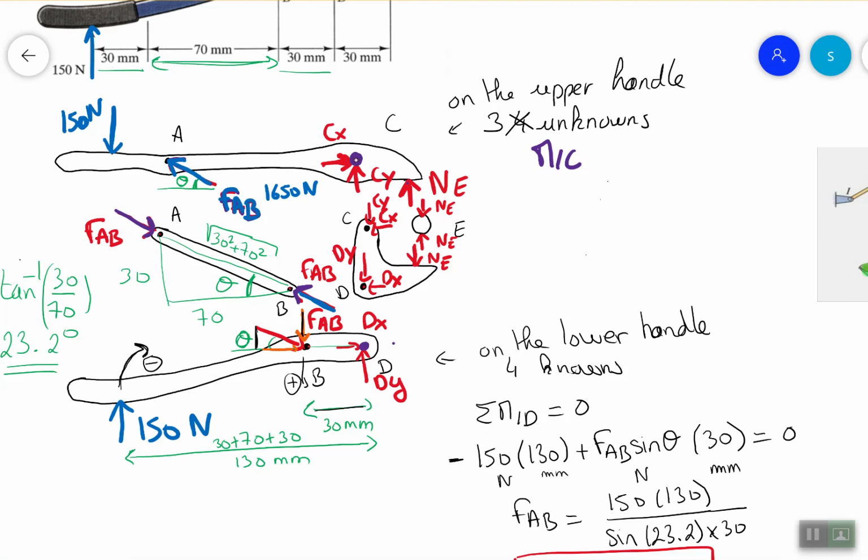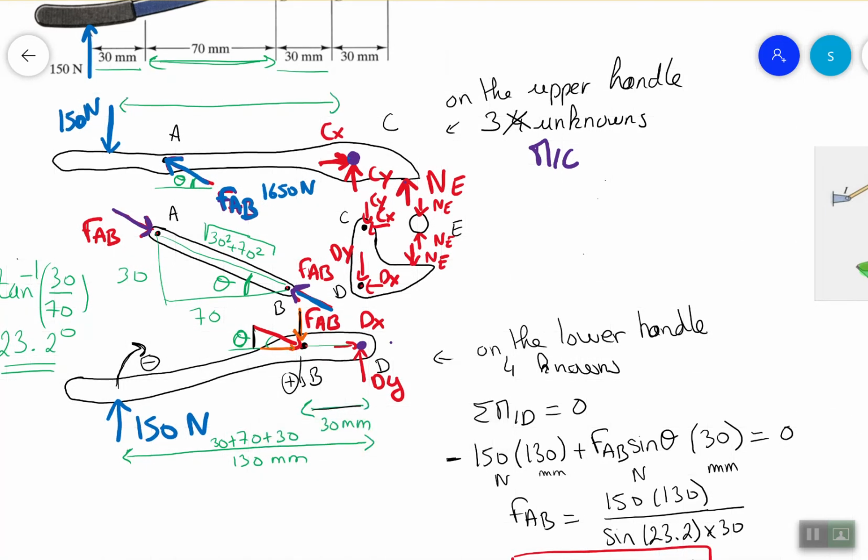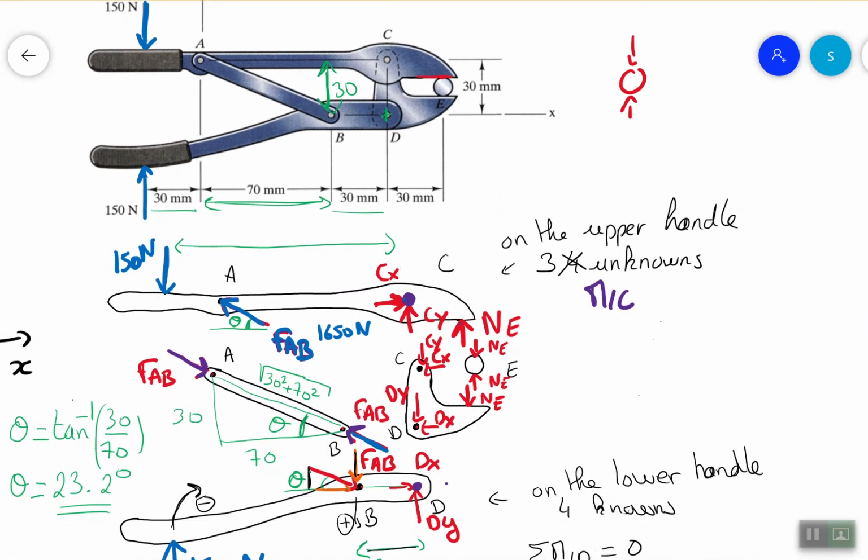Because we will do the moment about the point C, we need all the dimensions from C. We have the direction. We need the minimal distance between the point C and this 150 Newton force. So let's go on the top there. This is 30 plus 70 plus 30 again, so it's 130 millimeters.